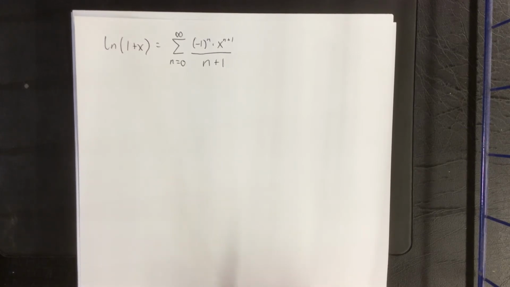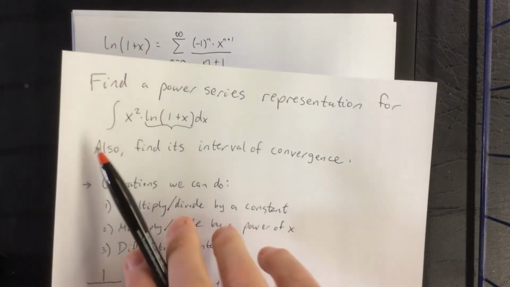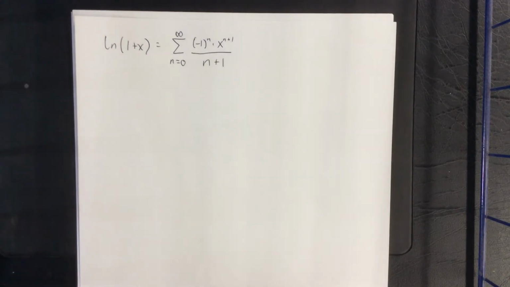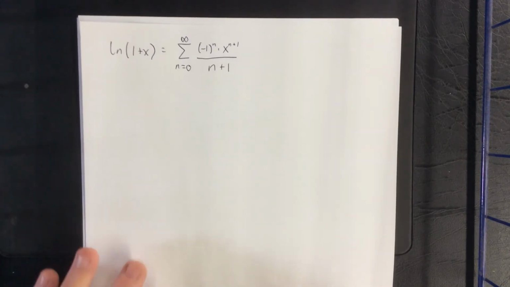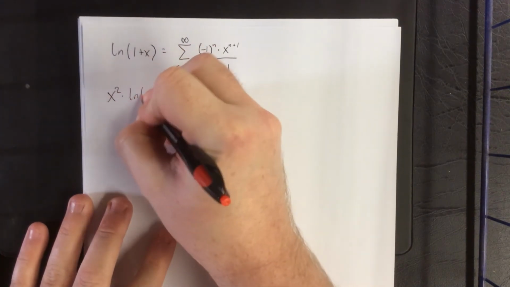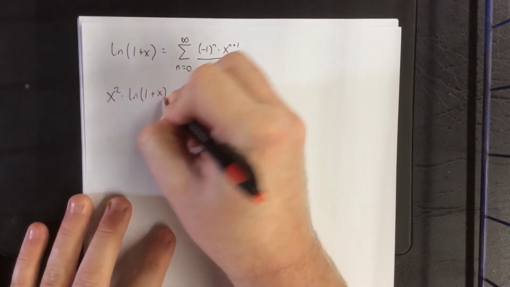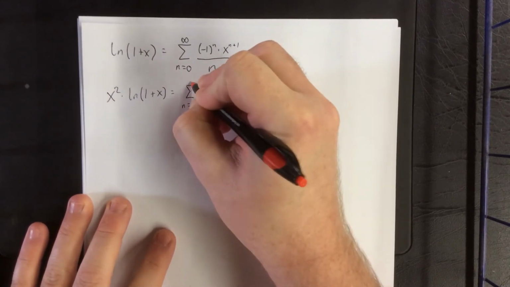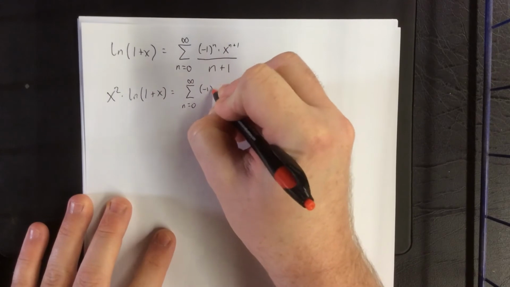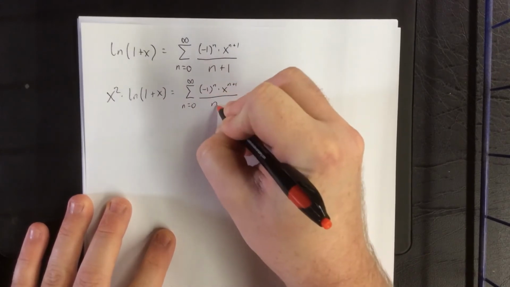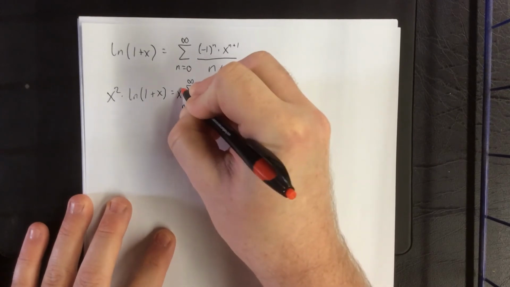So, as a quick reminder of what we're supposed to be doing with this, on our previous sheet, we are supposed to be finding the indefinite integral of x squared times the natural log of 1 plus x. Well, now I have the natural log of 1 plus x. I'm going to multiply that bad boy by x squared. So x squared times the natural log of 1 plus x is going to be equal to the power series representation of the natural log, and we're going to go ahead and multiply that thing by x squared.